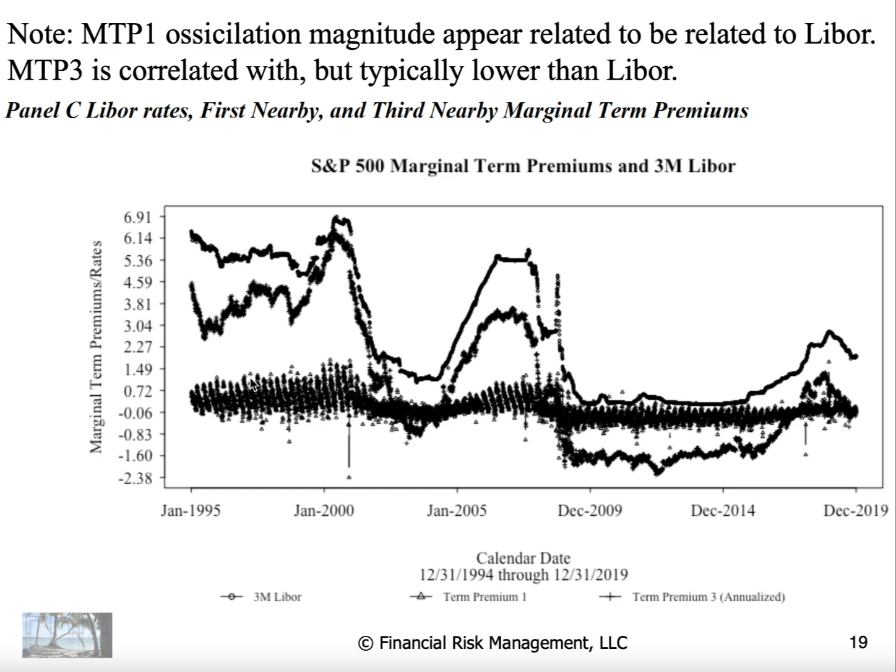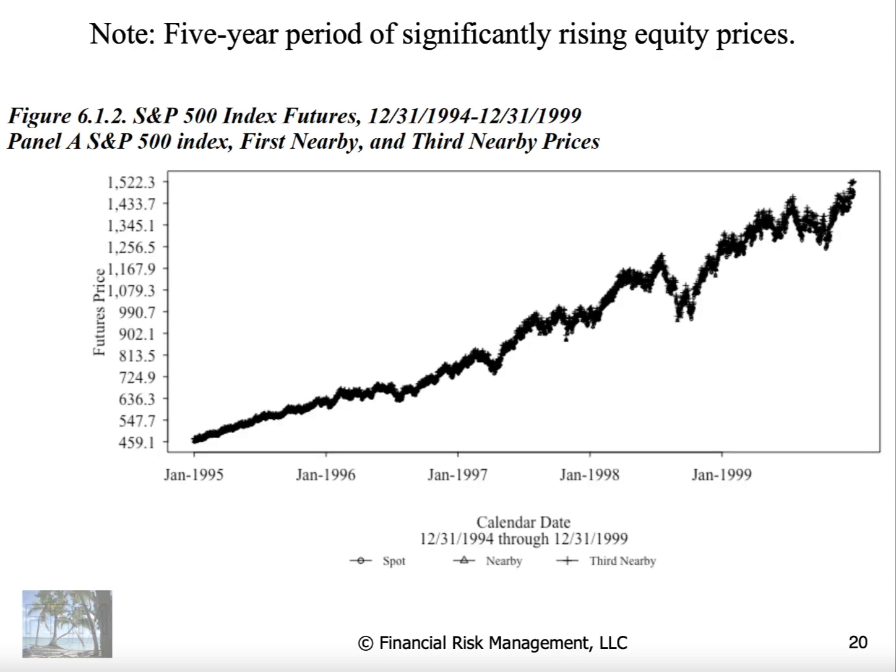there's a little bit of a disconnect there, and the marginal term premium, whatever the disconnect is between futures and spot, the third marginal term premium is just a relationship between the second futures contract and the third futures contract. So the relationship is much smoother. And this is over the period from 1995 through 2019.